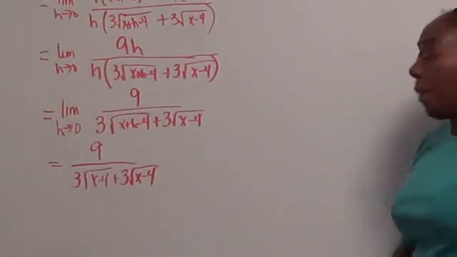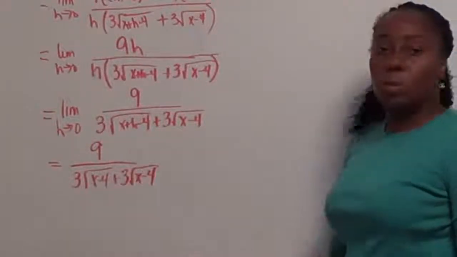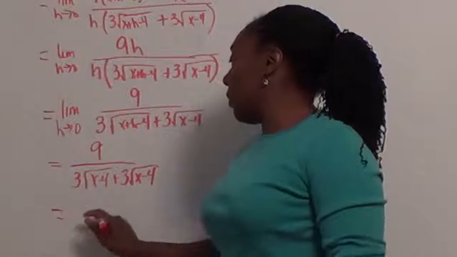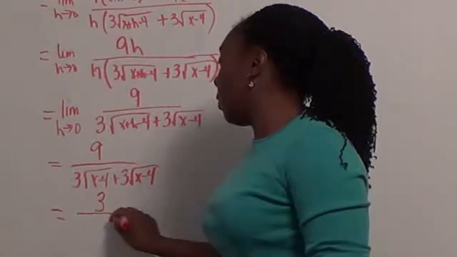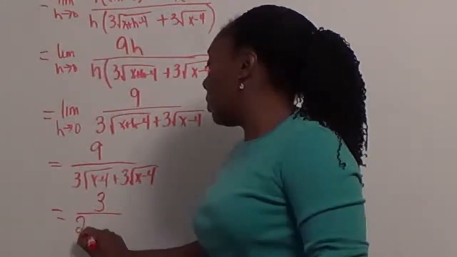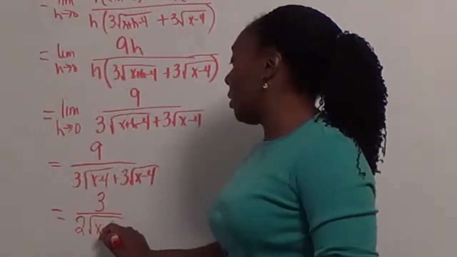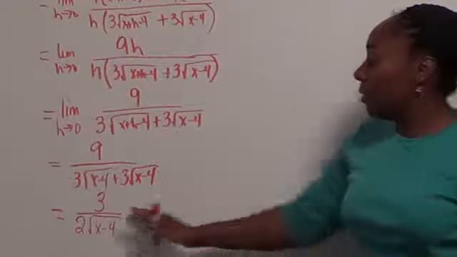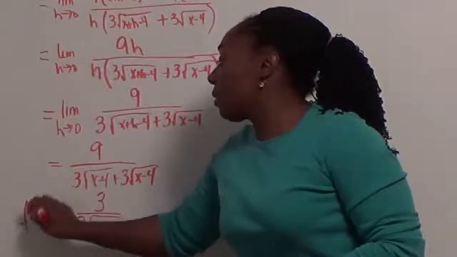I can factor that 3 out, and notice it'll cancel with part of the 9. And so I'm just left with 3 over 2 square roots of x minus 4. Because now that the roots are the same, I can combine them, and so there is my derivative.